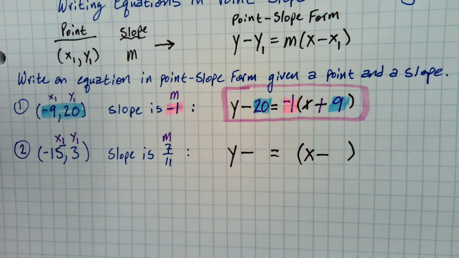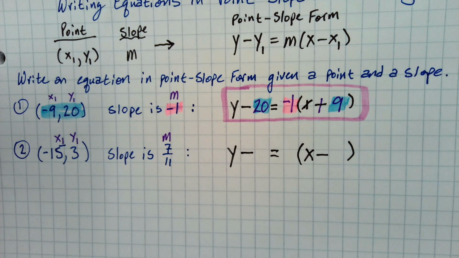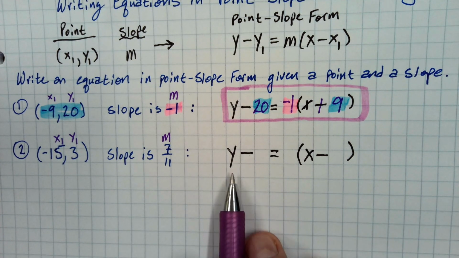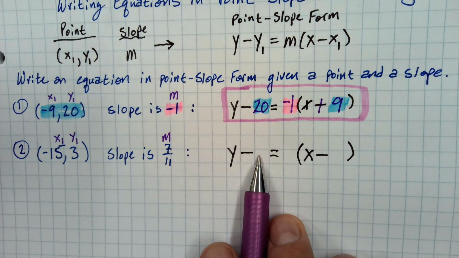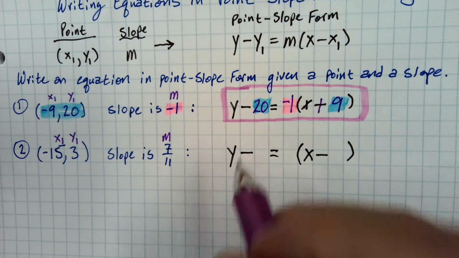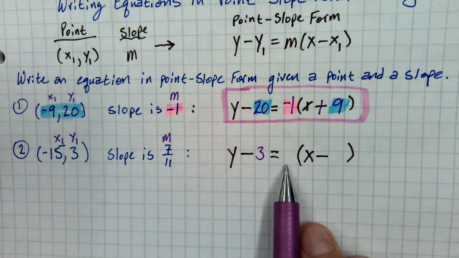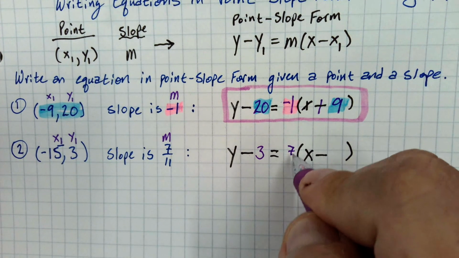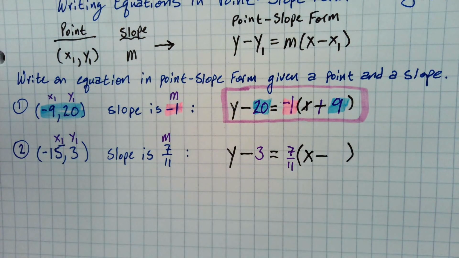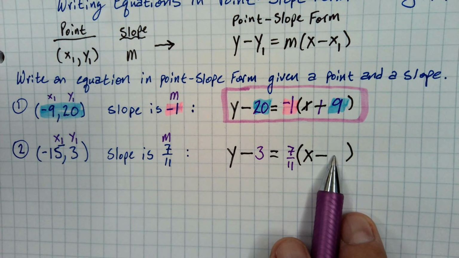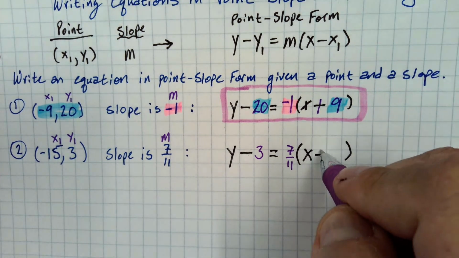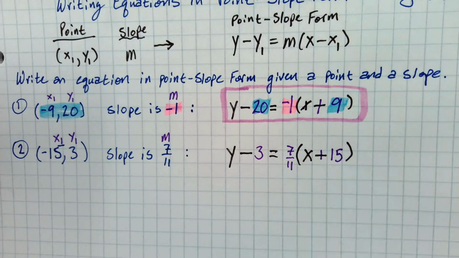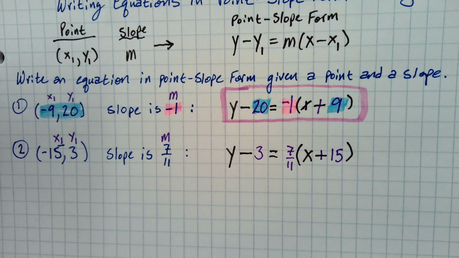All right guys, so let's enter in the equation for this one. What number would go here? 3. And the slope would be here, 7/11. And then here would be +15. See how easy that is? So we got y minus 3 equals 7/11 parentheses x plus 15.